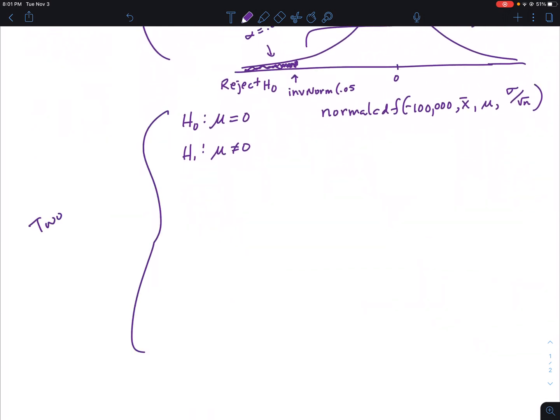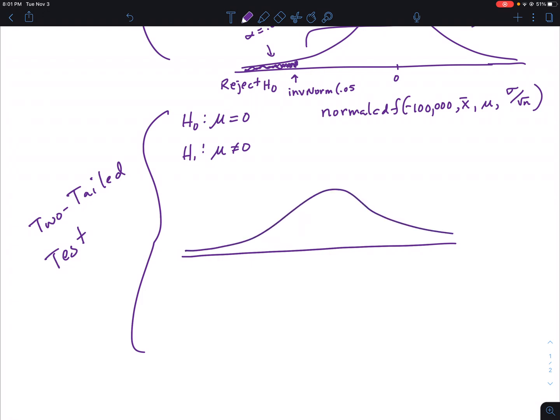So this is going to be our two-tailed test. Two-tailed test is when our mu is equal or not equal. And so again, we've got our nice normal curve. But in this case, since it's a not equal, that means we could actually be okay if we land far to the left or if we land far to the right.